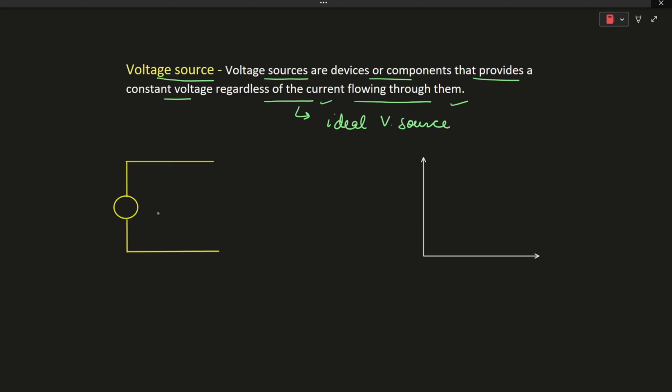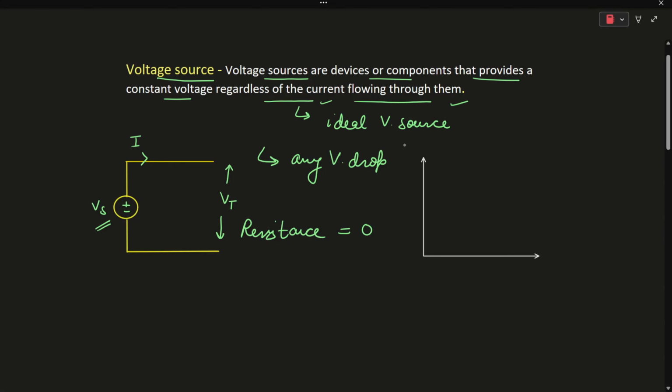Let's say this is your Vs, plus minus Vs voltage, and this is the terminal voltage Vt. Irrespective of the value of the current I, the value of Vs does not change. It means that there will not be any voltage drop in this particular circuit. So in case of an ideal voltage source, the resistance of the ideal voltage source is 0.